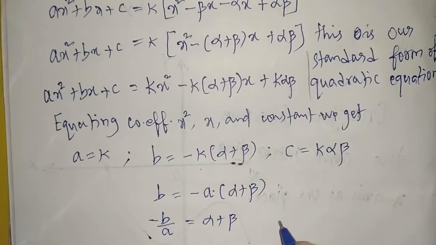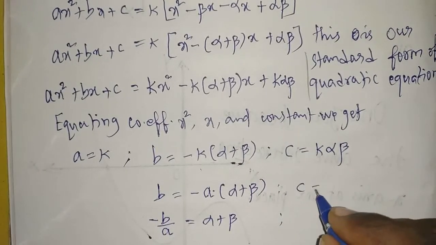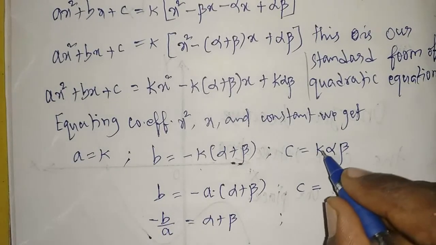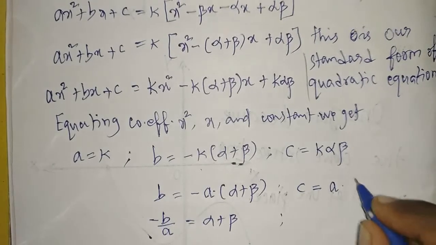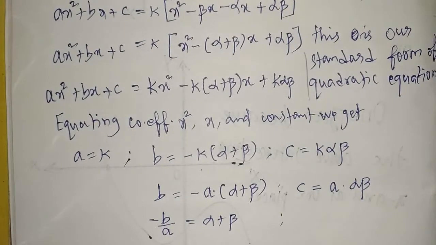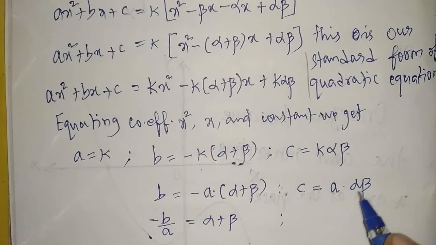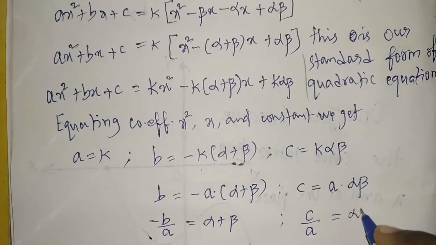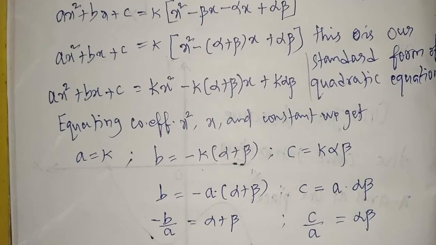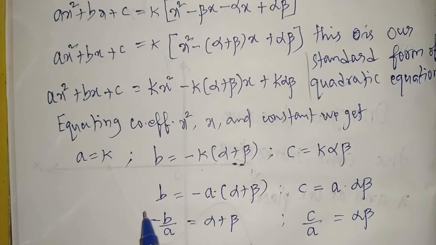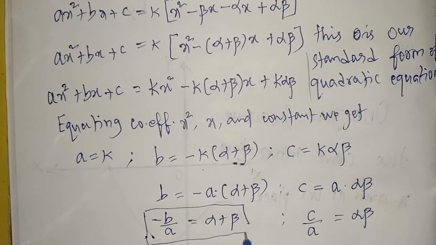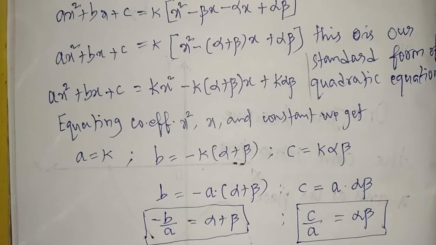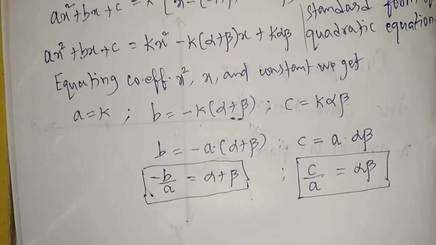Here also, c equals k, and k we know is a. So instead of k I substitute a into alpha beta. Now this a is multiplied with alpha beta, so a goes to the opposite side: c divided by a equals alpha beta. So we got two formulas: alpha plus beta equals minus b by a, and alpha into beta equals c by a.